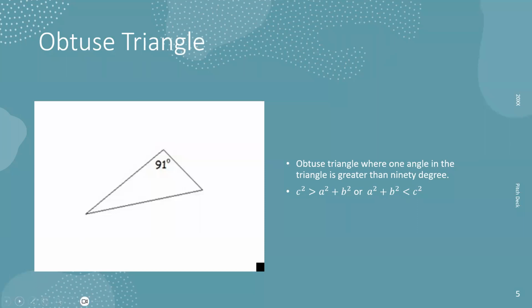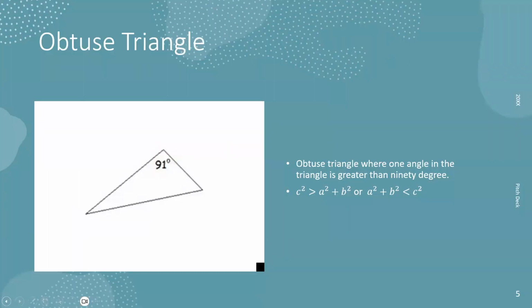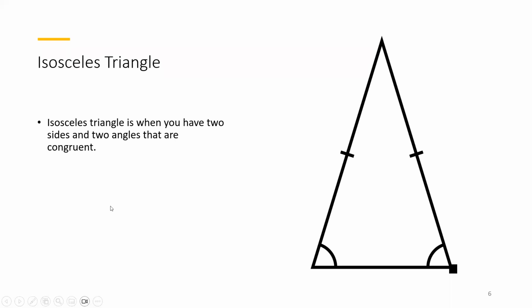Let's move on to the next slide. Okay, so the next triangle is an isosceles triangle. An isosceles triangle is when you have two sides and two angles that are congruent. If you have two sides that are congruent, that means two angles must be congruent. See this symbol right here? That means that these are two congruent side lengths. And do you see this symbol right here? Let's use blue. It just means that these angles are congruent.